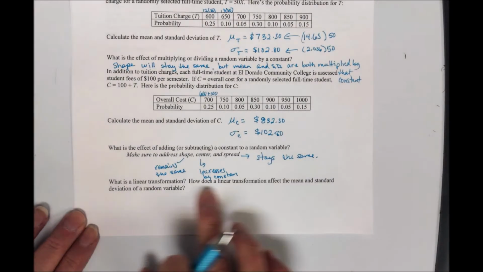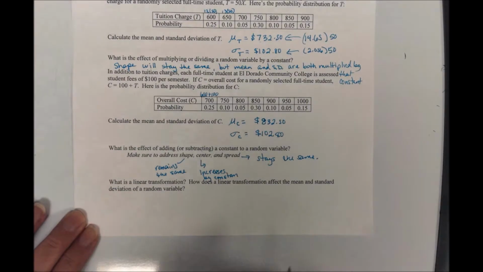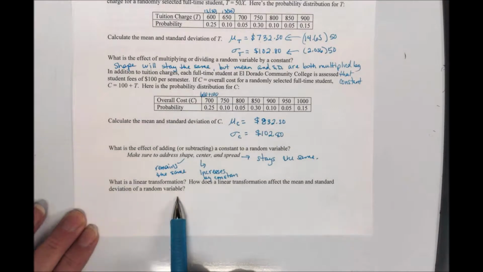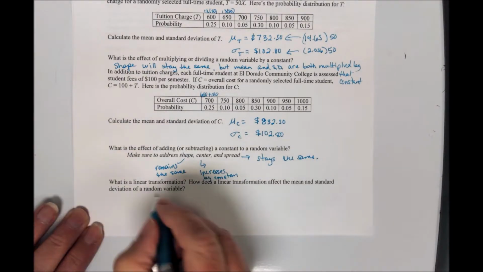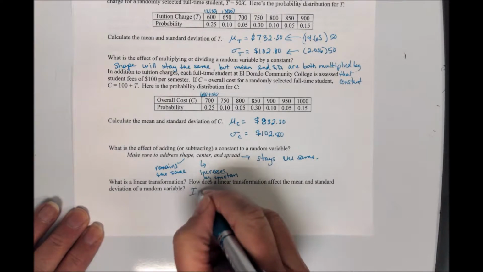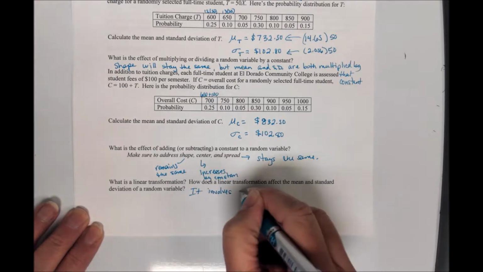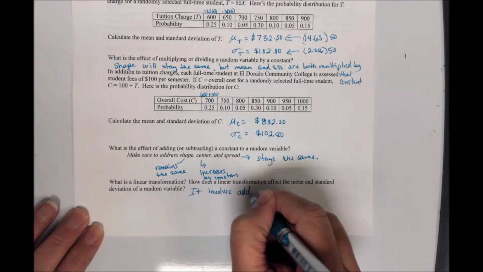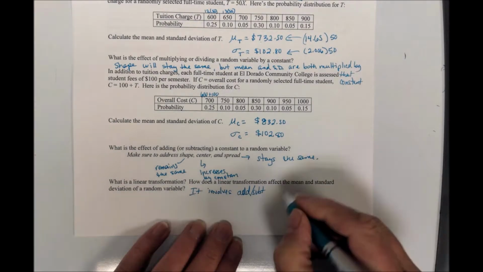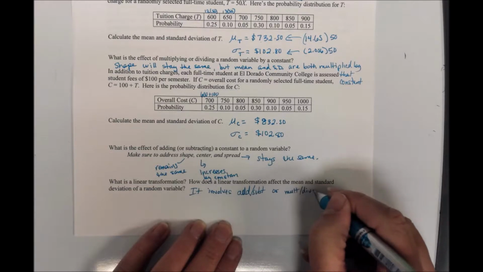Okay, so a linear transformation, remember y equals mx plus b, that's our linear equation of a line. How does it affect the mean and standard deviation? So a linear transformation involves adding or subtracting. Subtraction is just adding a negative, or multiplication, division, or both.